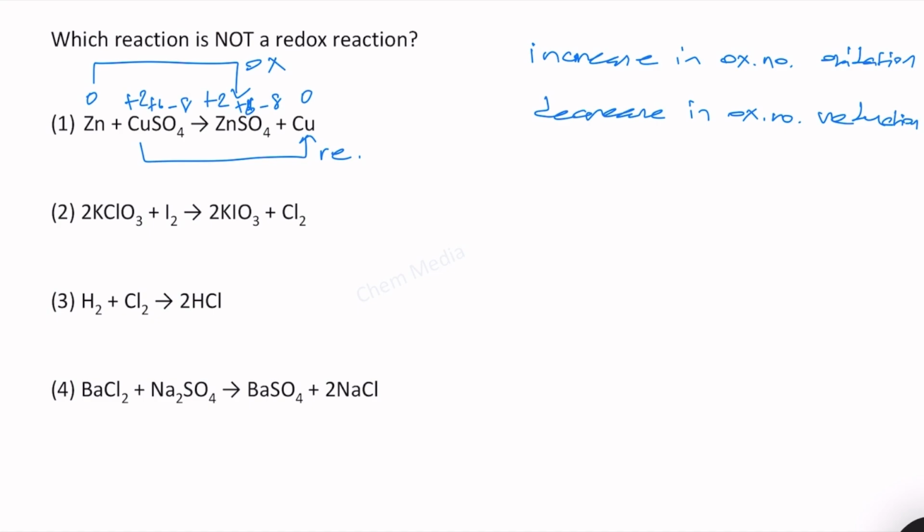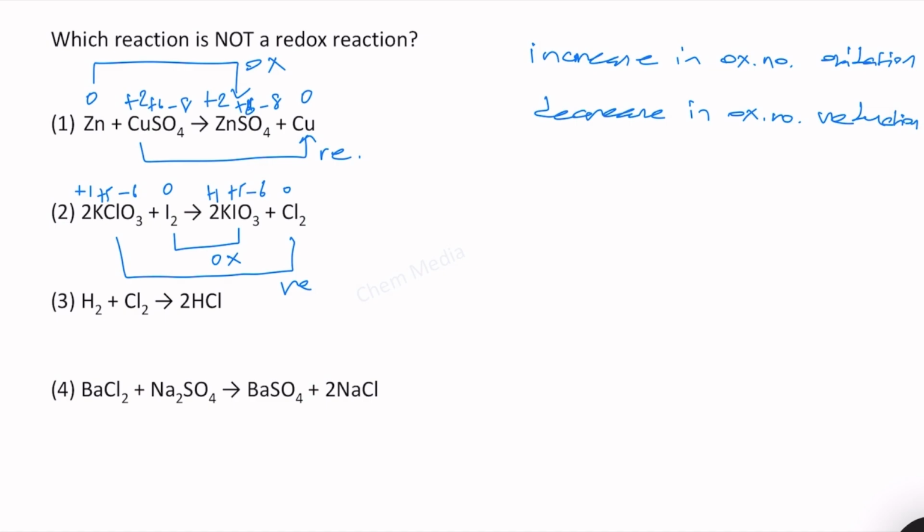Here for I2 it will be 0, Cl2 0. Now here for O3, if we put minus 2 for each oxygen, this will be minus 6. For potassium it will be plus 1, and therefore for chlorine it is plus 5. On this side KIO3, this will be minus 6 for oxygen, and then for iodine it will be plus 5, and for potassium it will be plus 1, and this means that iodine is getting oxidized here. And what is happening to chlorine? Chlorine is getting reduced, and therefore this is a redox reaction.